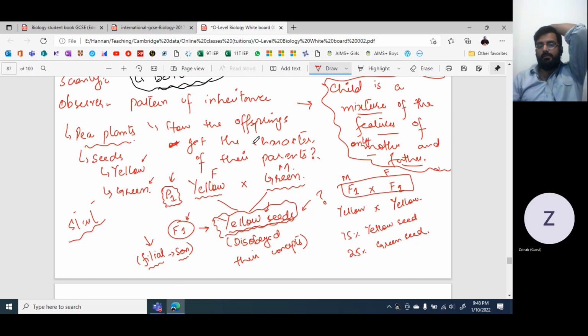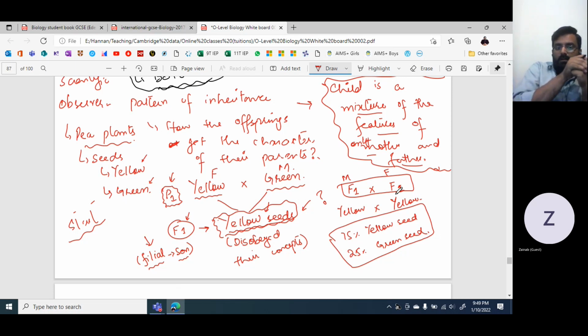Now, where would you fit this concept? Mixture of features of only mother and father. You cannot fit it here. If these are yellow, then there should be only yellow seed. And if these are green, or if it is yellow and green, then there should be both types of seeds, or there must be some mixture of yellow and green in the first generation. So there was no mixture, and then he again fertilized, all were yellow, but they produced the green seed.